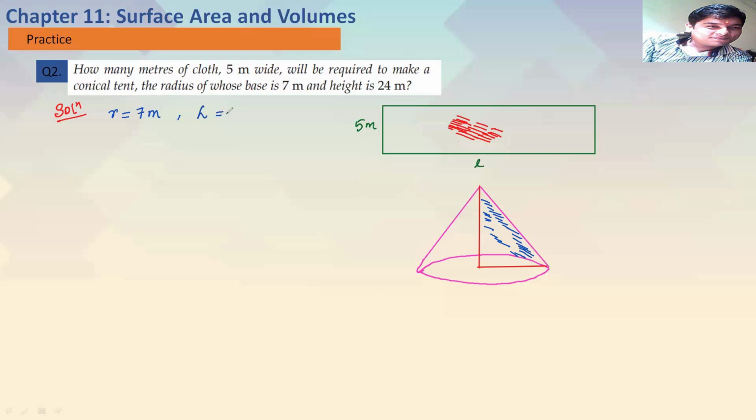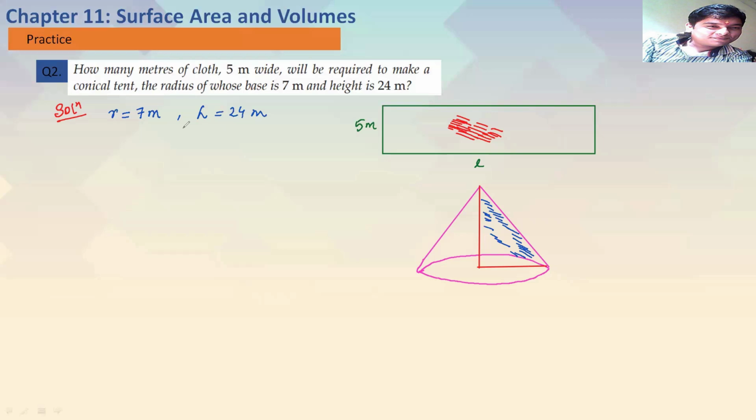The height of the cone is given as 24 meters, and the radius is 7, so the diameter should be 14. Why do we need diameter now? Sir, I'm just telling in general. Okay, in general you are saying. We need pi r L, right? We need to use that.